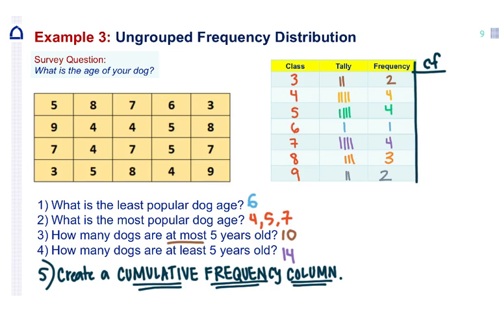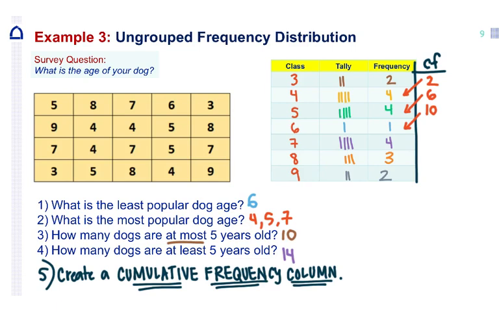So the way you make a cumulative frequency column is you start off with the first frequency, 2. And what that means in the cumulative frequency column is that 2 dogs are in this category. And then to get the next entry, you add the next frequency. So 2 plus 4 is 6. And what that means is that 6 dogs are in the first 2 categories. And then you add the next frequency. 6 plus 4 is 10 dogs are in the first 3 categories total.